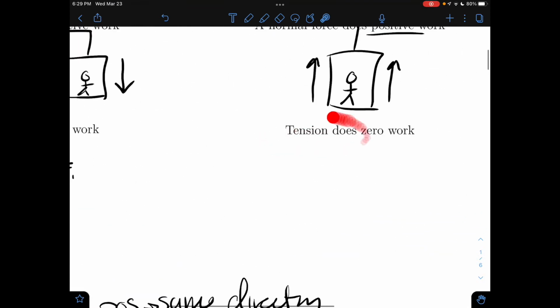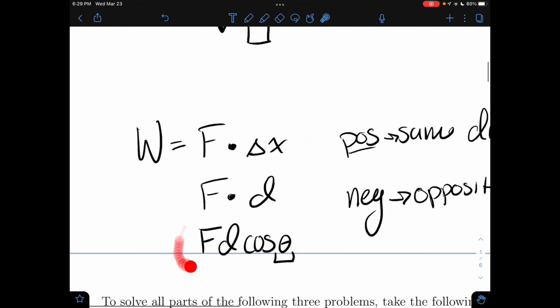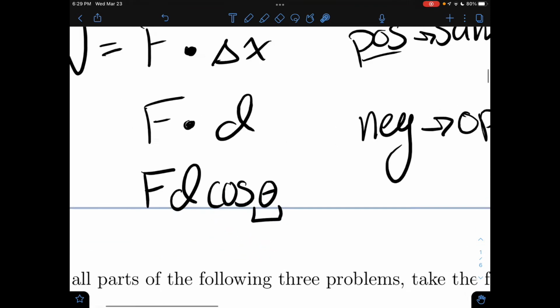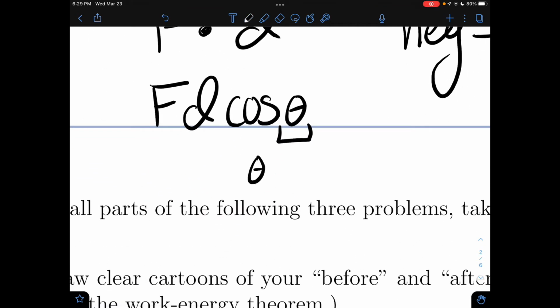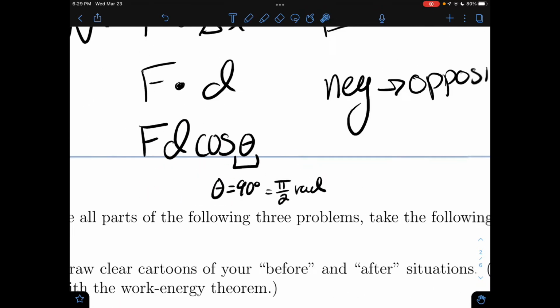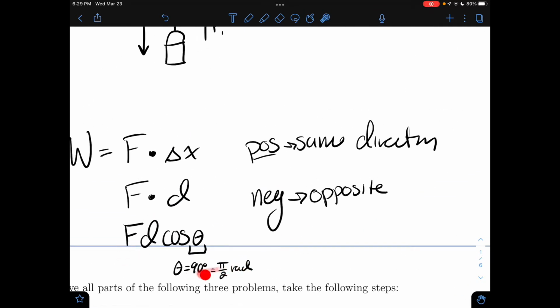So we know there's tension. We know there has to be tension, otherwise the tension is not doing zero work. So tension cannot be zero. So we have to think about either a situation where our displacement is zero, or cosine of theta is zero. Well, cosine of theta is zero when theta equals 90 degrees, or pi over 2 radians, right? So either our force has to be perpendicular to our displacement, or there's just no displacement, right?